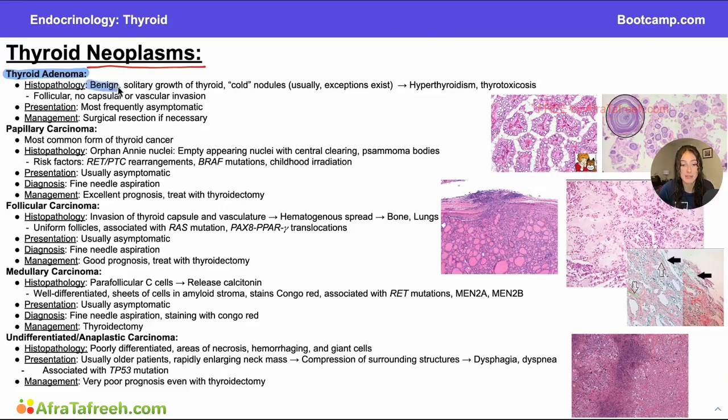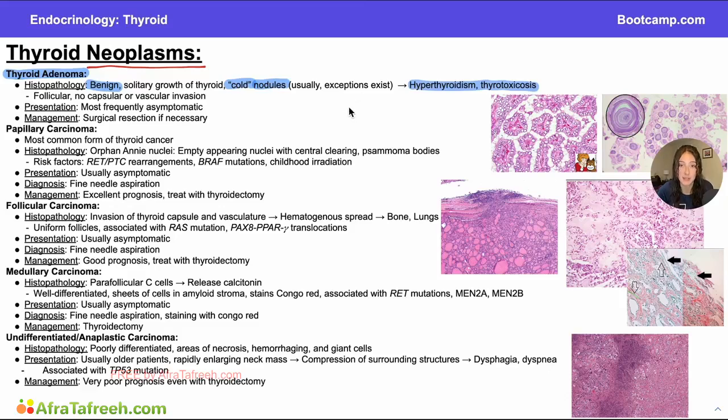So thyroid adenoma is going to be one of these benign conditions. It's usually a solitary growth, so this one area of the thyroid that is growing, this one nodule, and it's usually a cold nodule. So a cold nodule means that it is not producing T3 or T4. It is just a nodule, just a mass within the thyroid. However, sometimes it can be a hot nodule where it does produce T3 and T4. And of course, that can lead to hyperthyroidism and thyrotoxicosis.